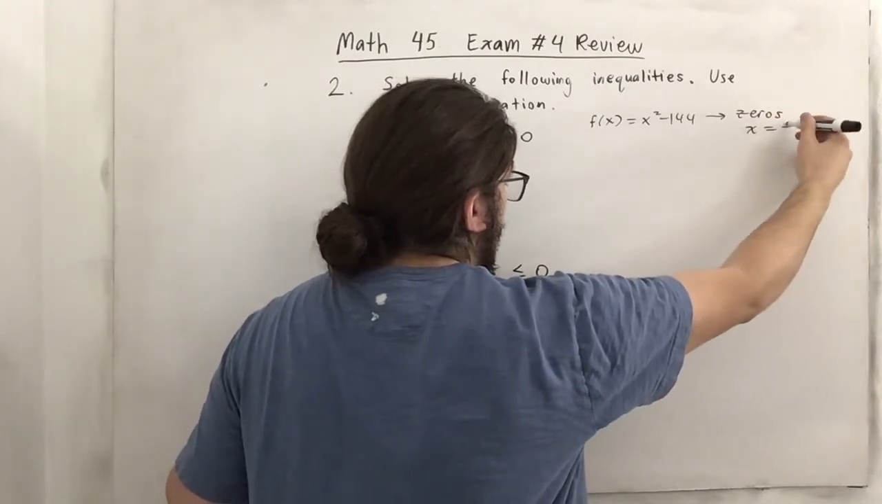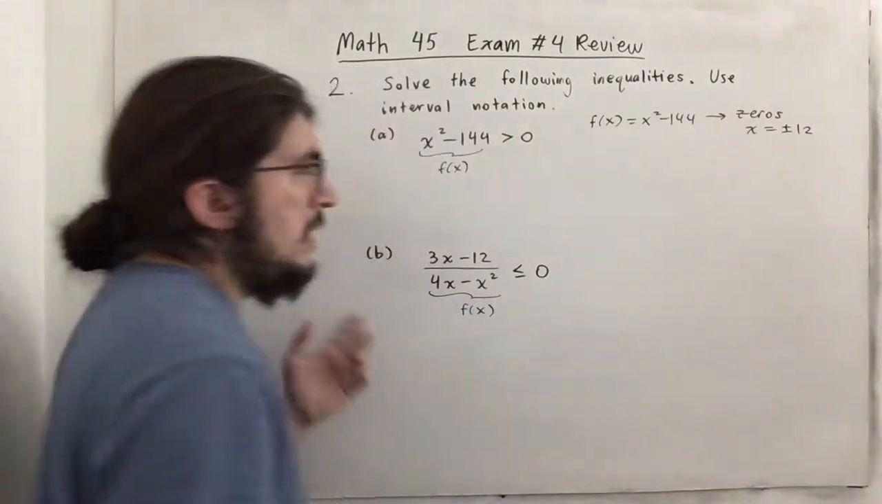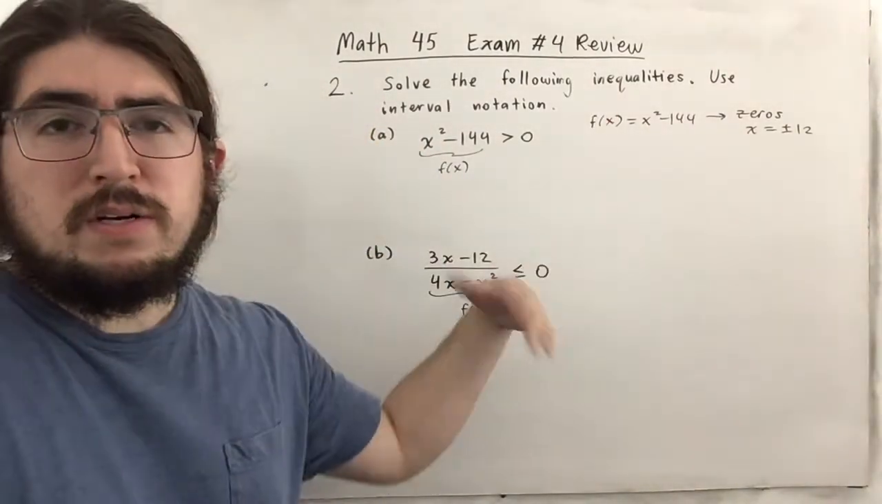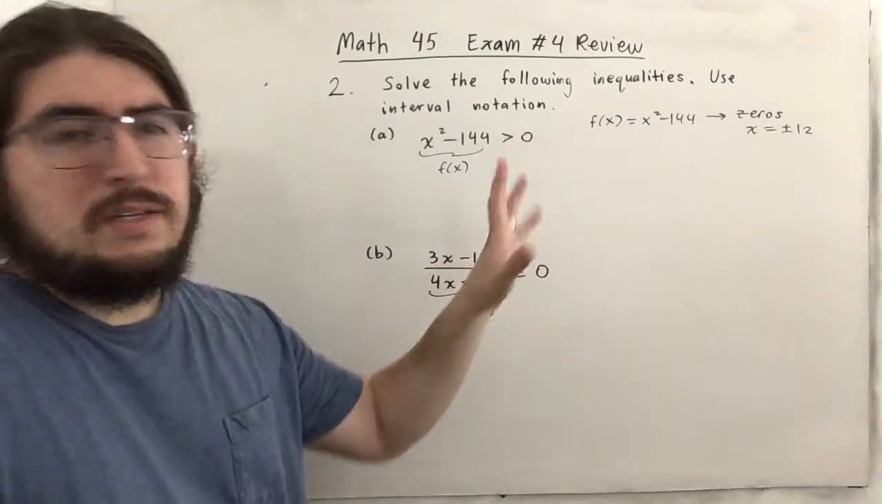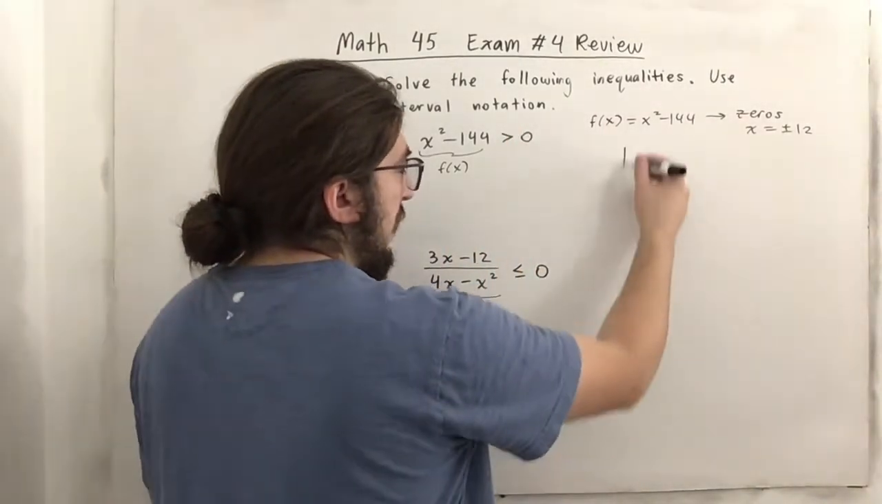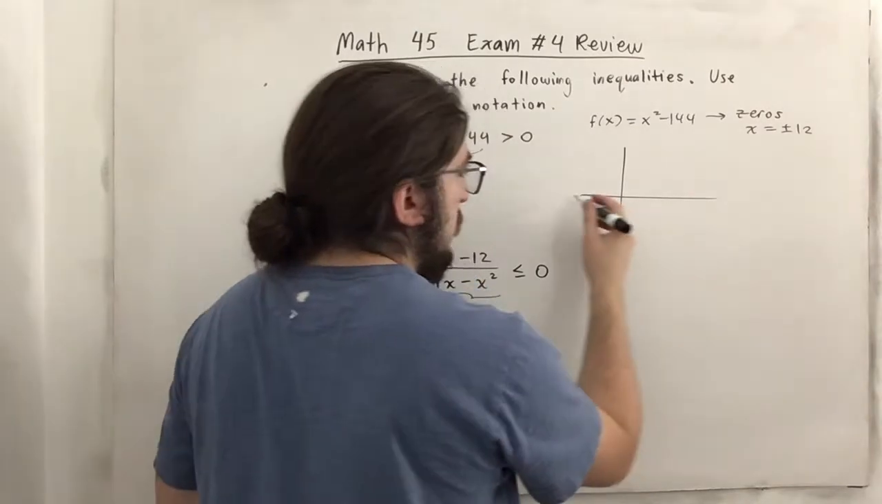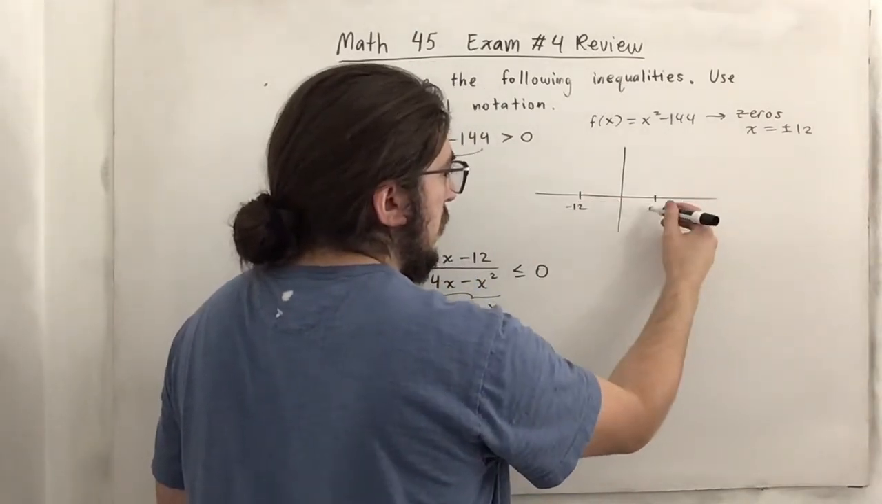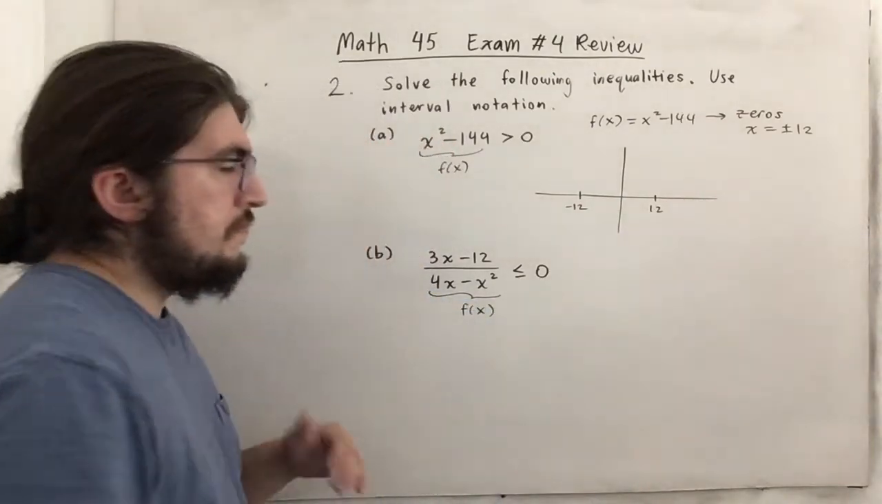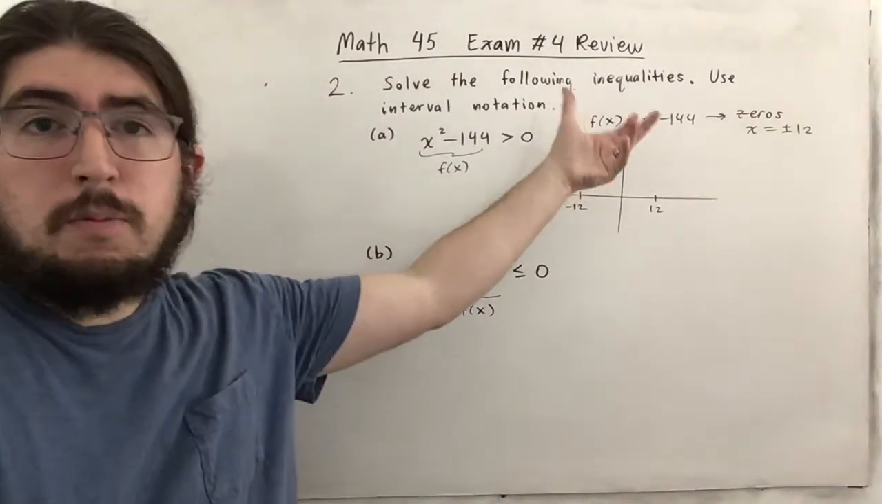when x is equal to positive or negative 12. It's pretty easy to see when that's 0, add 144 to the other side, square root. I kind of mentioned that in the previous way of seeing it. So that shouldn't be too hard to see. So we have a parabola that passes through negative 12 and 12. And more importantly, it's a facing upward parabola.